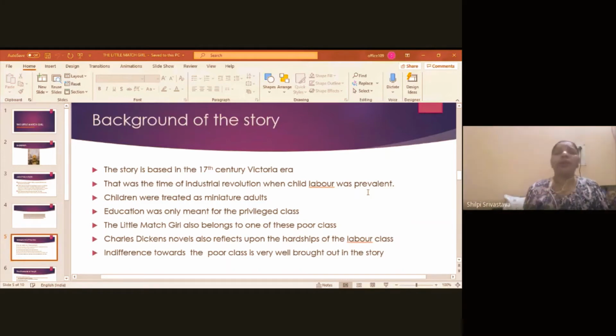and they could work on very minimal wages. They would not argue for increasing their wages. So hence children were treated as miniature adults, means they were not regarded as children, but they were regarded as adults, and they were made to work in these factories.